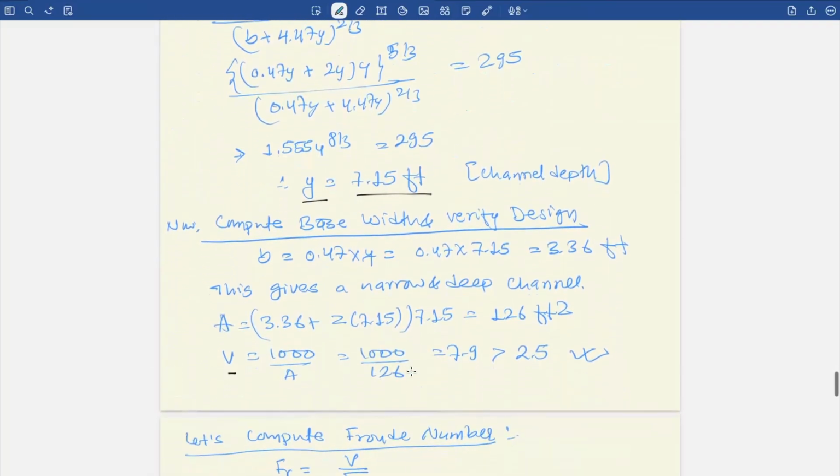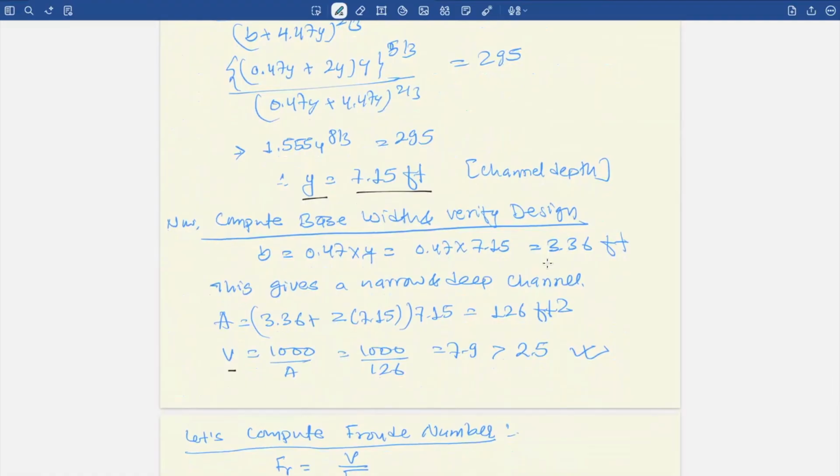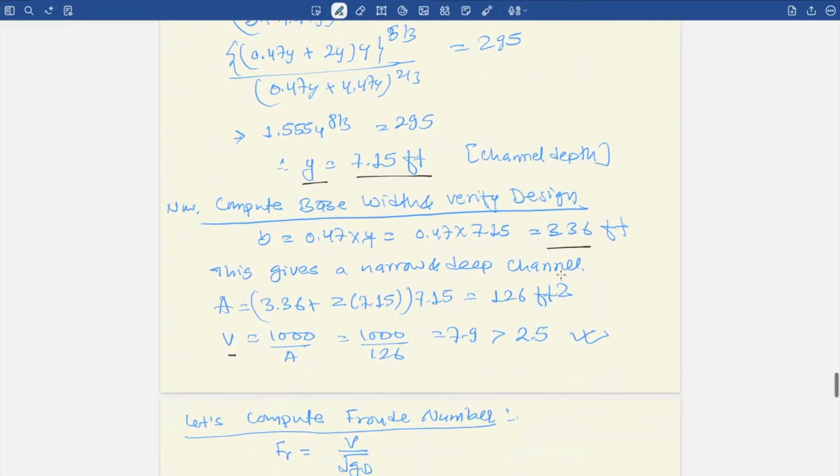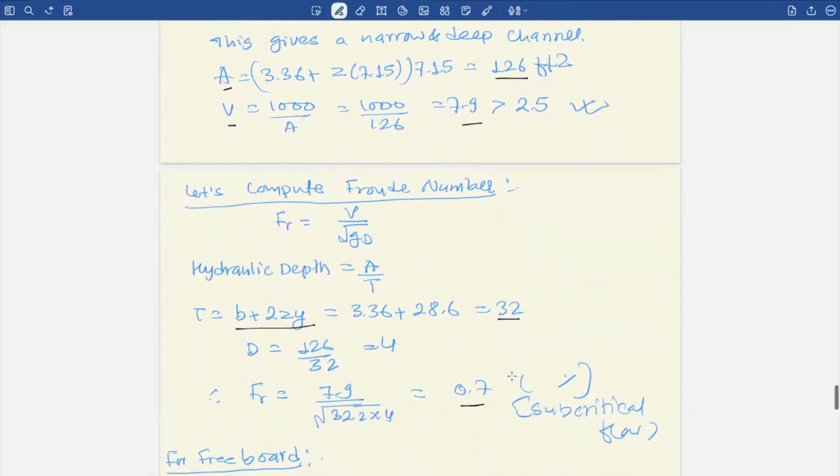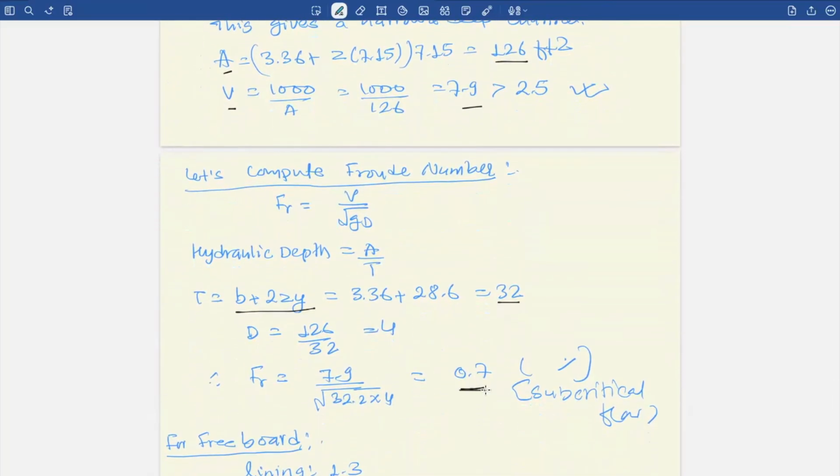And our b will be 3.36 feet. So let us also check velocity. Before we check velocity, we need to compute the area. So area will be 126 feet square. So our velocity is equal to 7.9, which is greater than 2.5. And let us also check the Froude number. So our Froude number will be 0.7.